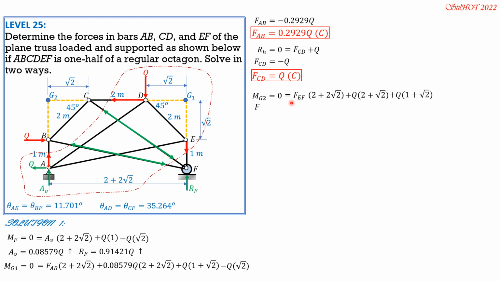and that's it. Then we can solve FEF, which is also negative 1.207 Q. So therefore, FEF is 1.207 Q compression. So that's it for the first solution, as short as that. The second way will be on the next slide.